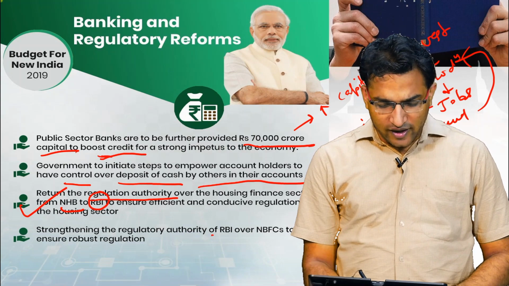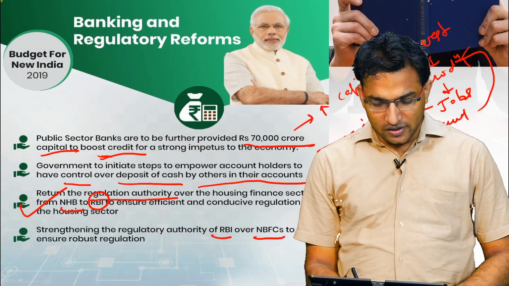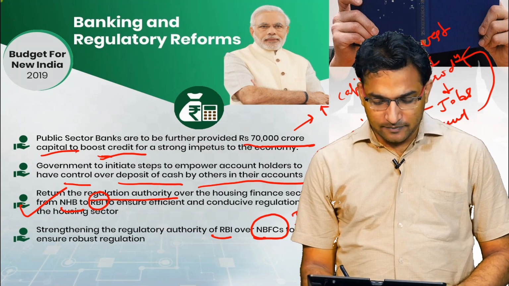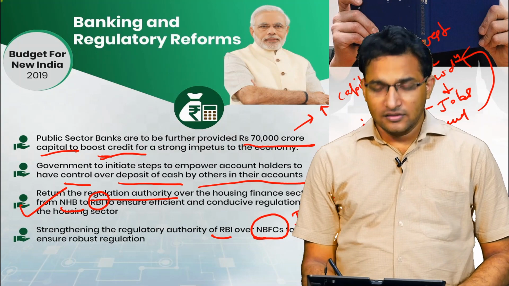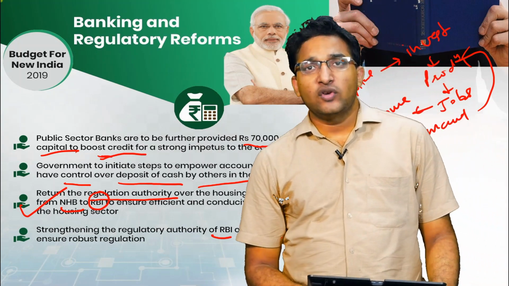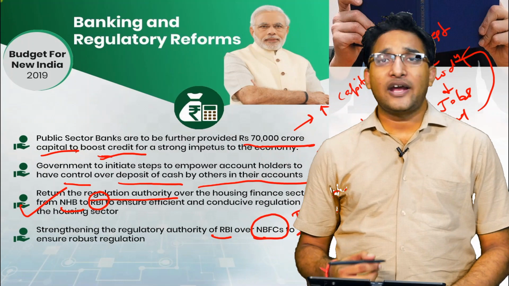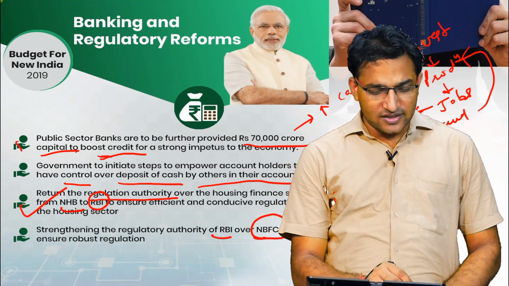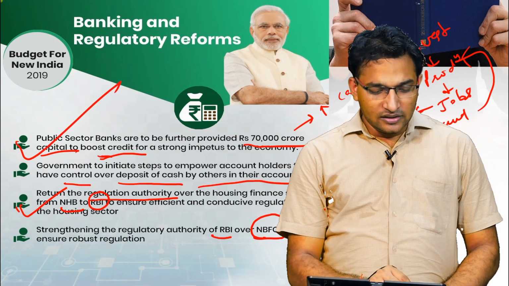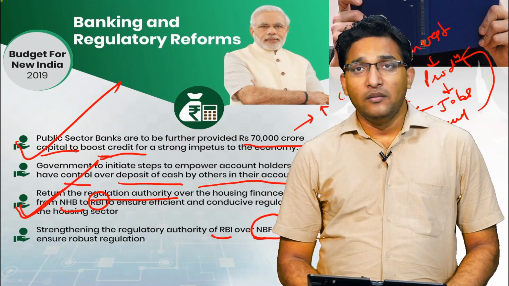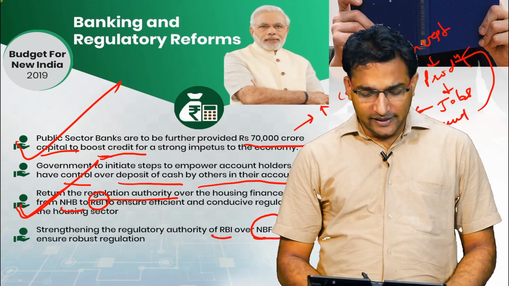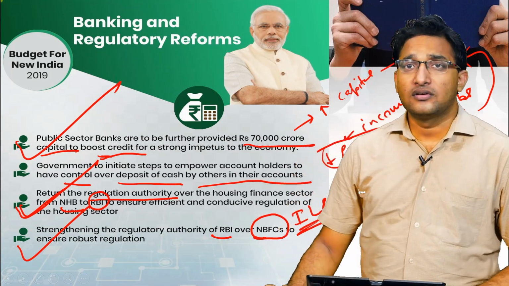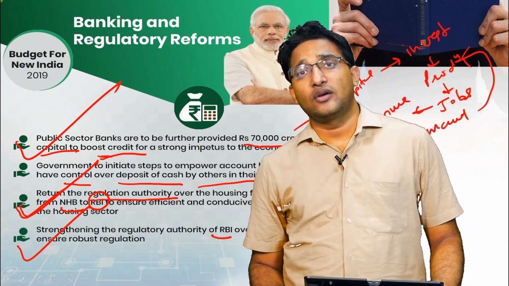Strengthening the regulatory authority of RBI over the NBFCs to ensure robust regulation. So in recent years, this NBFC crisis has happened, for example, the IL&FS crisis, and now the government is saying that the regulation of the NBFCs should be strengthened so that such kind of crises do not happen again. So there are three important initiatives. First is regarding the 70,000 crore capital infusion. Second is in the housing financing sector, the control will be shifted from the National Housing Bank to the RBI. And third one is the IL&FS crisis: because of this, the NBFC's regulation will be strengthened.